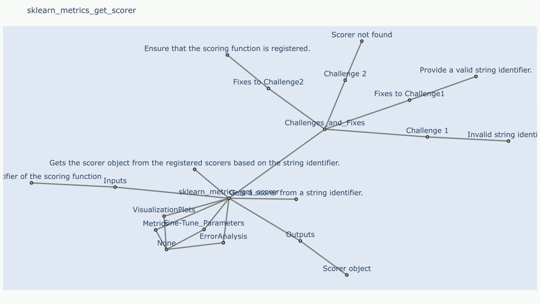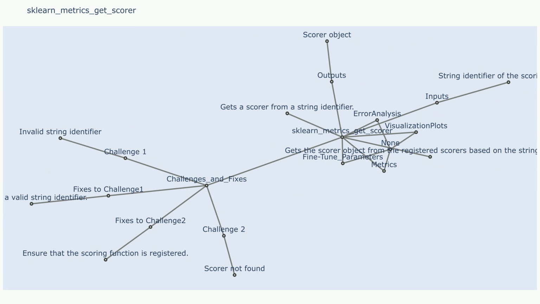Kwargs: additional keyword arguments that can be passed to the scoring function. These arguments are specific to the chosen scoring metric and may influence how the score is calculated. For instance, for metrics like F1, you might pass average='macro' to calculate the macro average across classes.